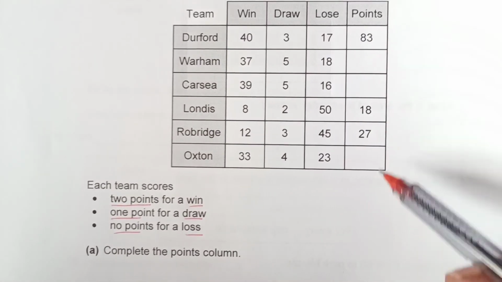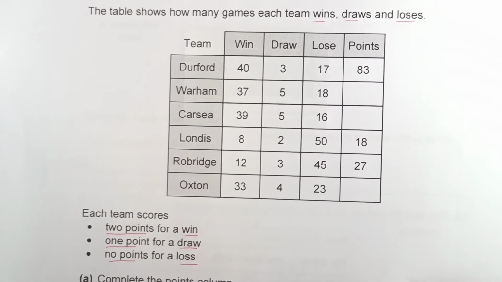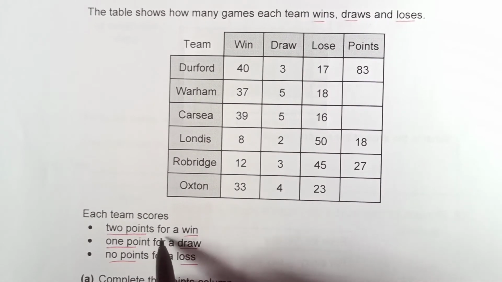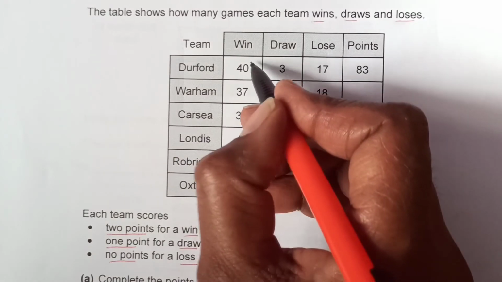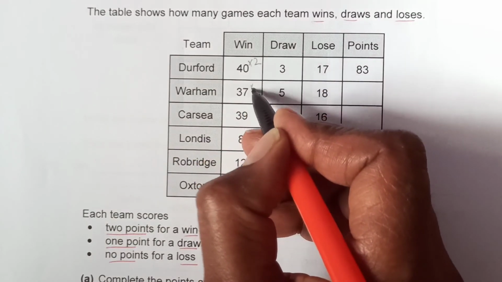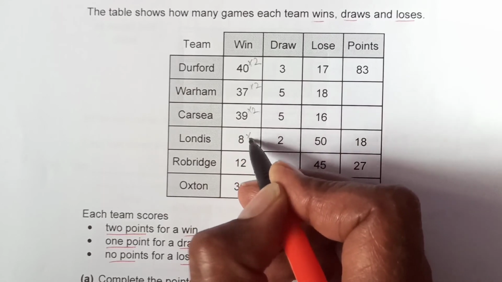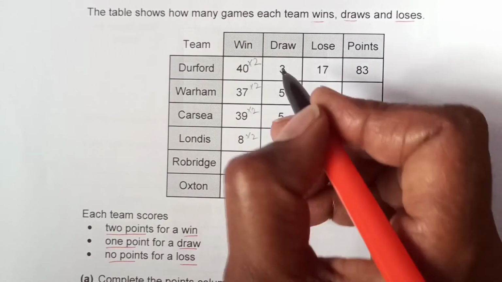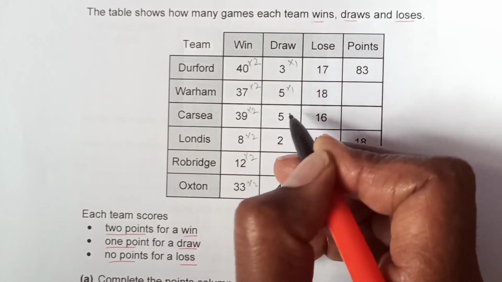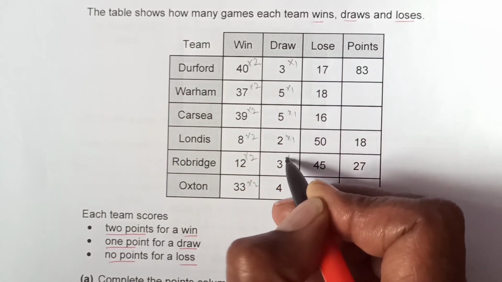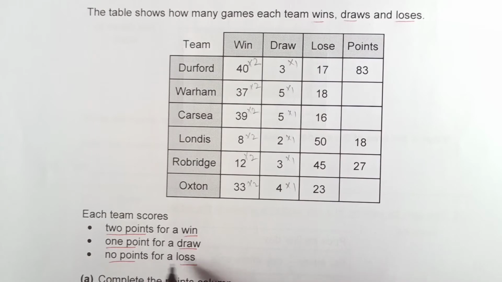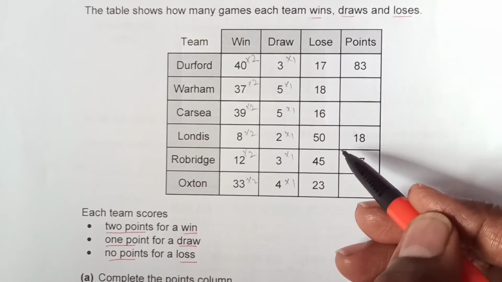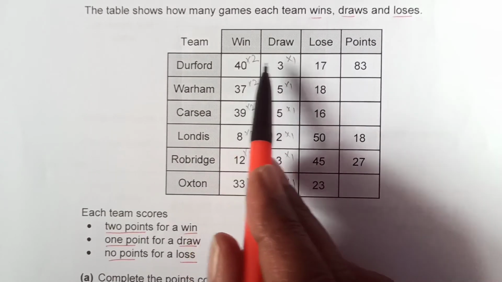So we need to complete this, and we need to know how these points are calculated. If you see this one here, 2 points to win, it means all these are multiplied by 2. Okay, times 2. 1 point to draw, so there is only 1 point, so times 1. So these all should be times 1. No points for loss, so we are not counting this one. That means we are adding these two.